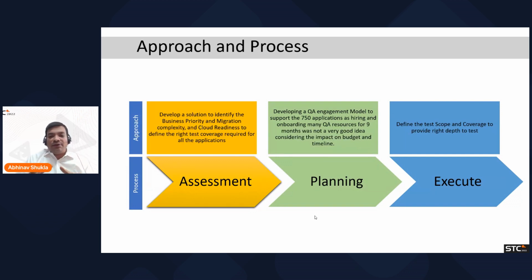Next is the planning, where we need to plan how we are going to support, what engagement model we are going to take to support all 750 applications. Because onboarding a complete new QA team is not at all a good idea, considering the impact on budget and timeline. And at the end, we need to define the test scope and coverage, so that we can provide the right depth of testing to all the applications, based on their business criticality and all aspects.